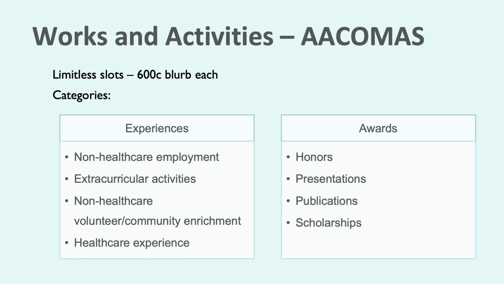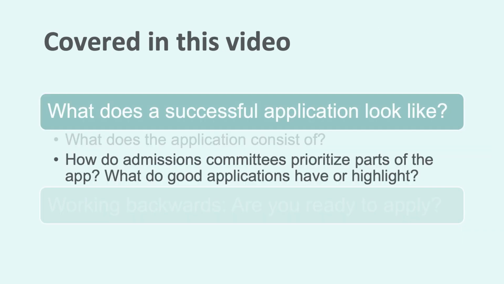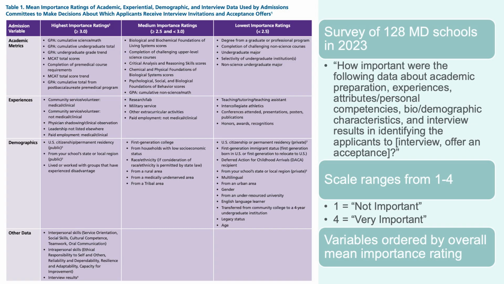Okay, so we've covered the components of the application, but what do admissions committees look for and prioritize when reviewing applications? What do good applications have or highlight that makes some candidates a better fit than others? This table comes from a 2023 survey of 128 MD schools who were asked how important were the following data about academic preparation, experiences, attributes and personal competencies, bio and demographic characteristics, and interview results in identifying the applicants to either interview or offer an acceptance, on a scale of 1 to 4, with 1 being not important and 4 being very important.